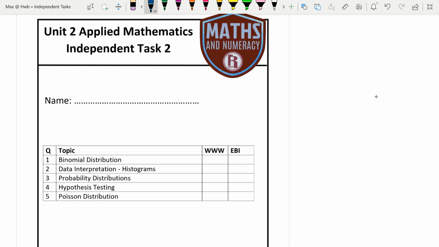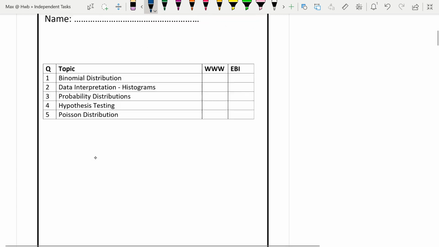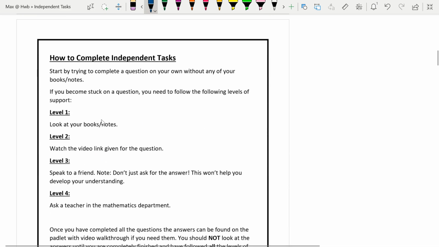This is the second independent task. These are the 5 topics you had in this booklet: binomial distribution, data interpretation, particularly histograms, probability distributions, hypothesis testing, and Poisson distribution. You should have already had a go at these 5 questions, and gone through and found the level of support that you needed. Make sure you are making a note of what level you are.